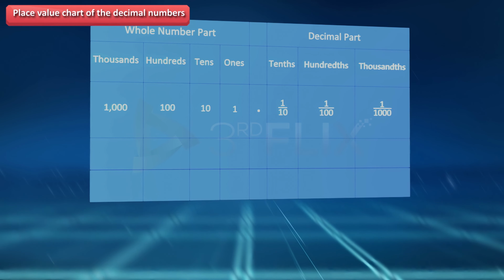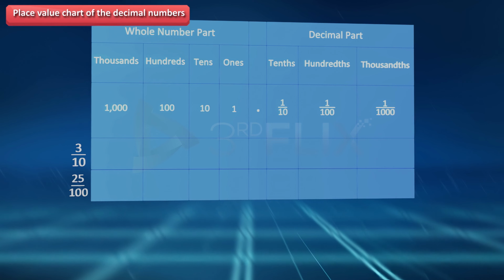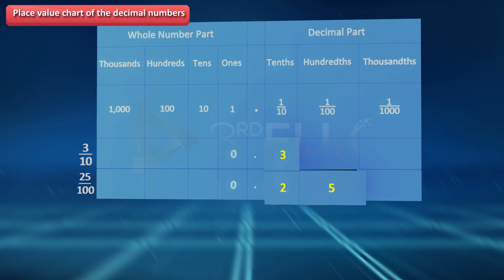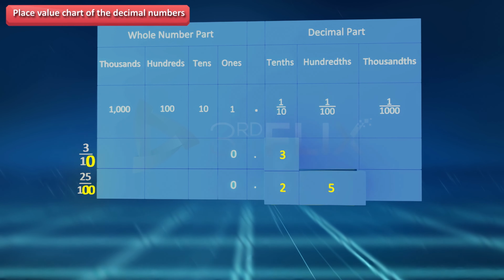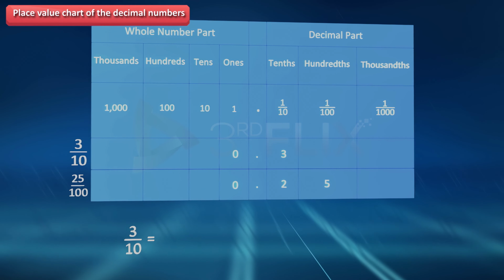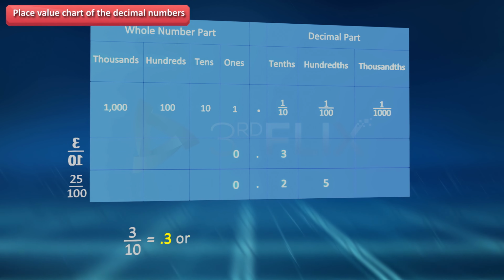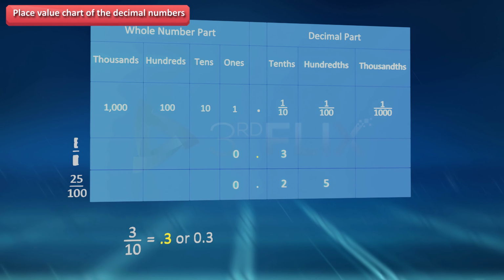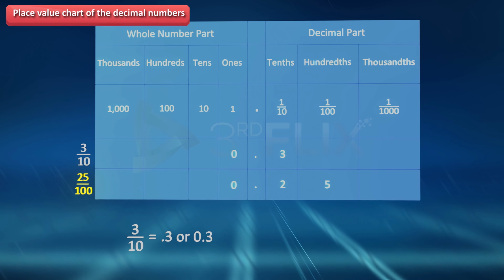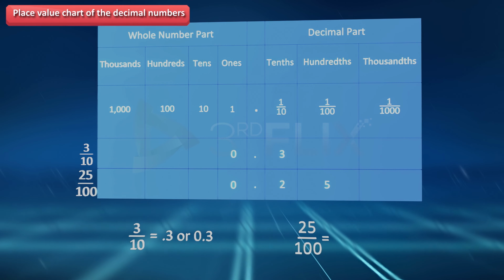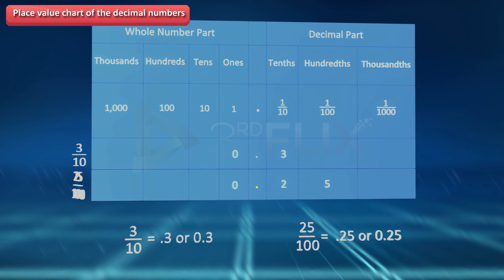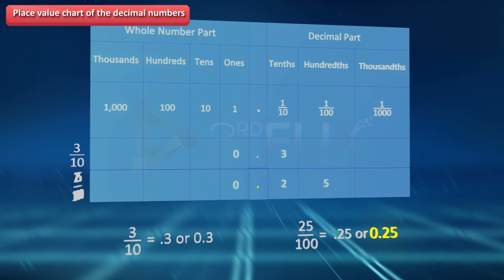When a common fraction with denominator 10 or 100 and so on is converted into a decimal, the number of decimal places formed is equal to the number of zeros in the denominator of the given ordinary fraction. 3 by 10 represents 3/10. 3 by 10 equals .3 or 0.3. We read it as zero point three. 25 by 100 represents 25 hundredths. 25 by 100 equals 0.25, read as zero point two five.